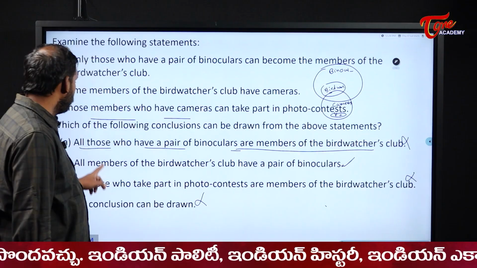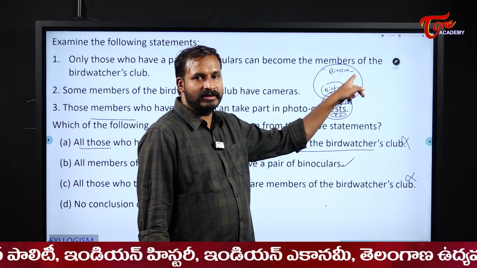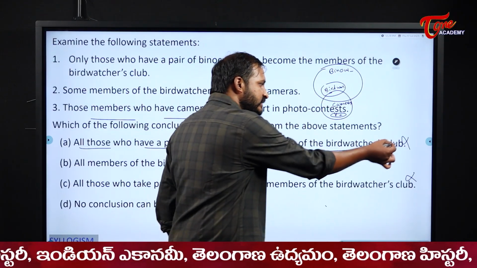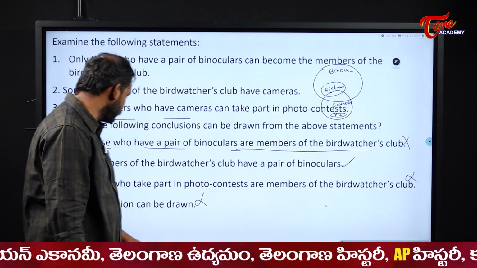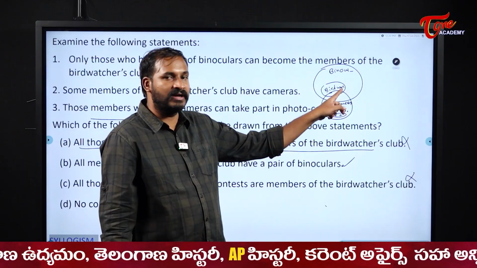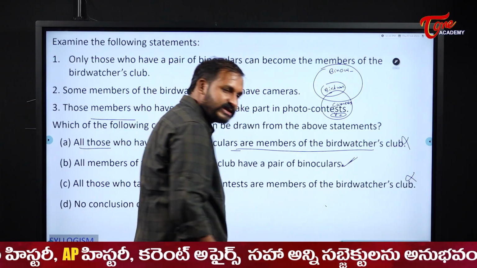Now first, all those who have a pair of binoculars are members of the bird watchers club. Which one is bigger? All binoculars are bird watchers. Is it true? No, false. So that is the reason we made it false. Next, all members of the bird watchers club have a pair of binoculars. Yes, bird watchers is completely inside binoculars. So that is true. That is our answer here.